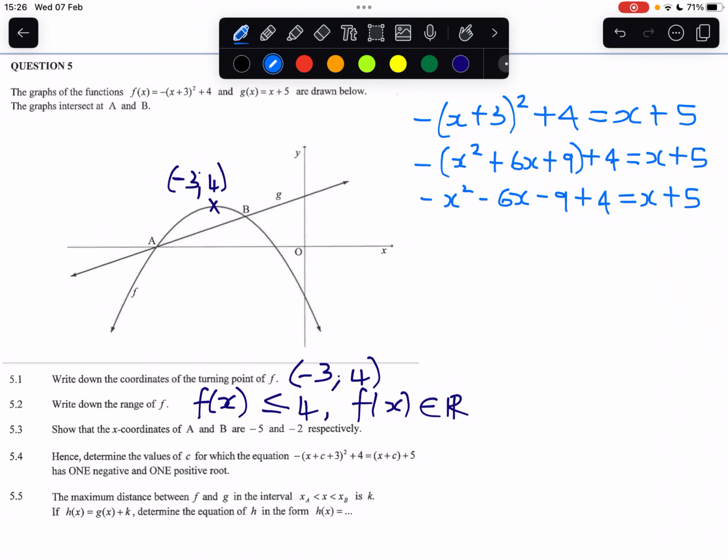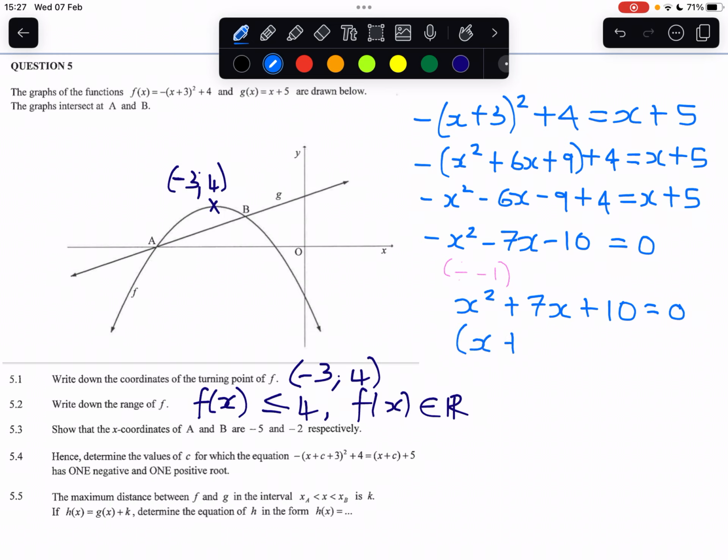Okay, quadratic equation, so I'm going to gather all my terms on one side. So minus 6x minus x is minus 7x. Minus 9 plus 4 is minus 5, minus another 5. Okay, if we minus 5 on both sides, so that'll be negative 10. And I'm just going to divide through by negative 1 to get rid of this negative coefficient. So we've got x² + 7x + 10 = 0.